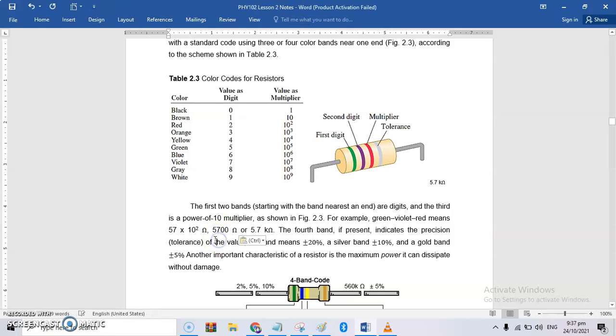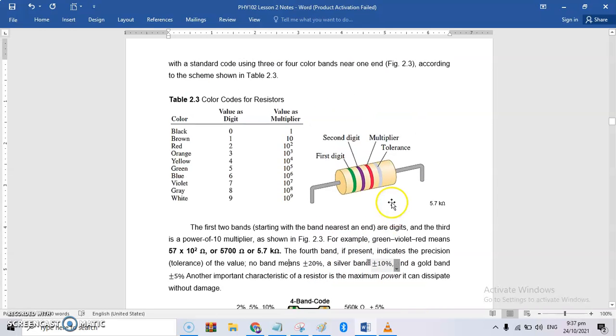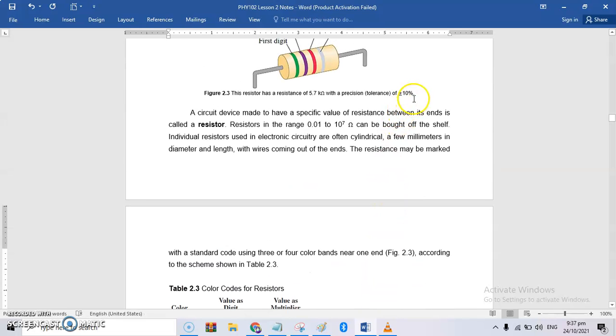Okay? So, ayan siya. Okay. The fourth band is representing silver, so that is plus and minus 10%. So, ito siya.